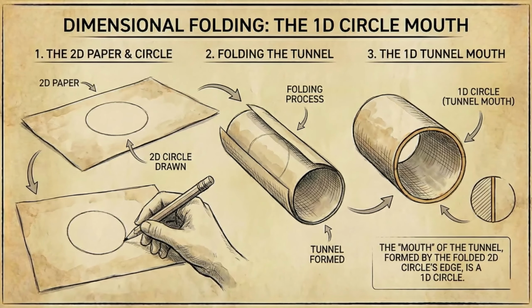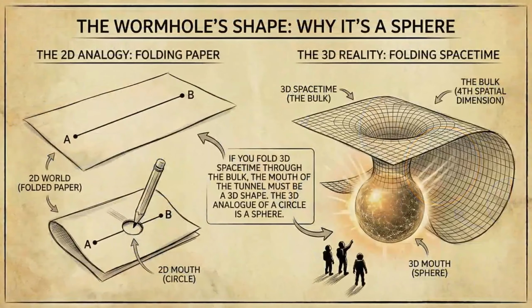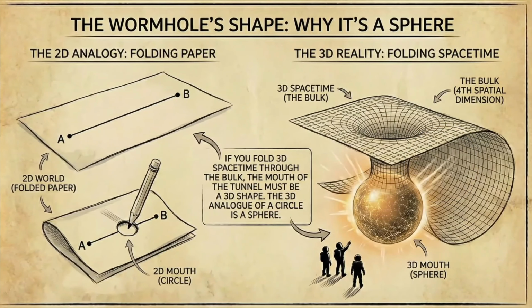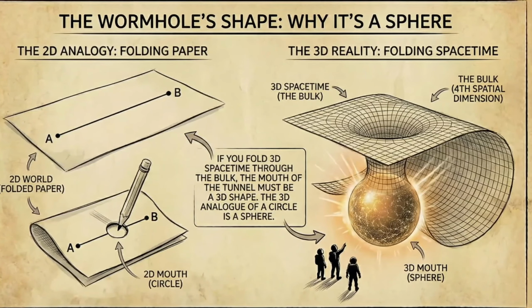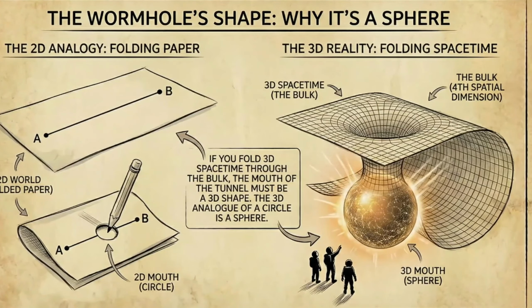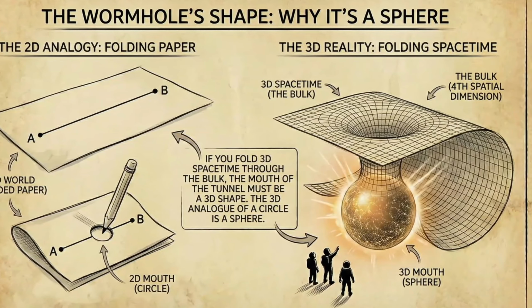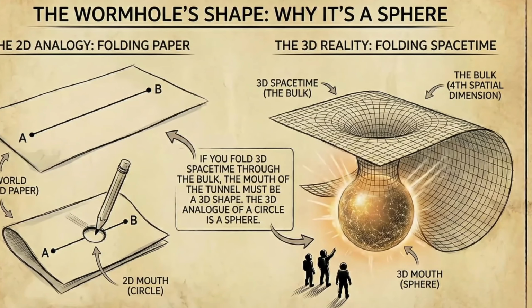If you draw a circle on 2D paper and fold the paper to create a tunnel, the mouth of the tunnel is a 1D circle. We live in 3D space. If you take 3D space-time and fold it through the fourth spatial dimension, or through the bulk as the film calls it, the mouth of the tunnel must be a 3D shape. The 3D analog of a circle is a sphere. It's mathematics, it's geometry, it's beauty, expressing itself through physics.